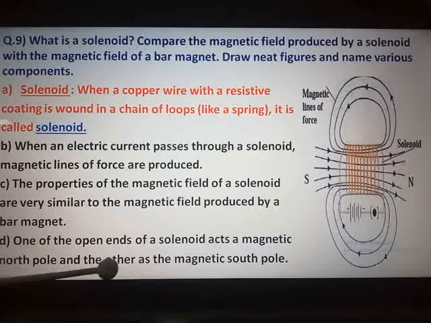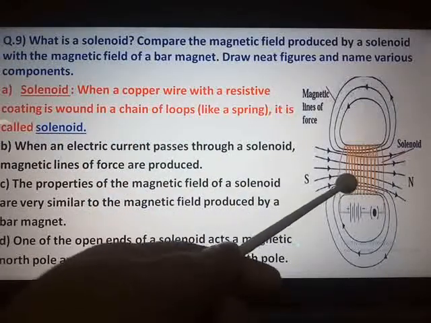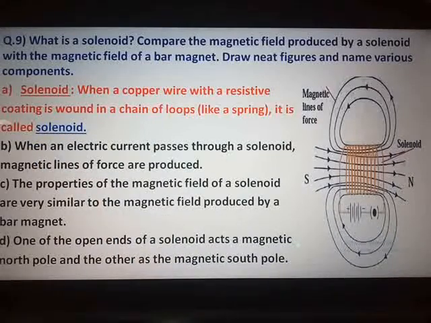So below this you can add something. The components which are used are, you can write about the resistive wire, you can see battery, plug key. These are all the components which are used. A very simple answer. It can be asked in the exam for 3 marks, or either you can get the definition of solenoid, they can ask for 1 mark, or they can ask the true and false over there. So you have to be prepared with everything.